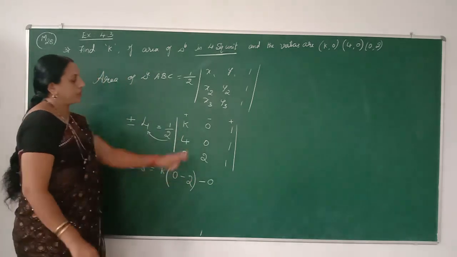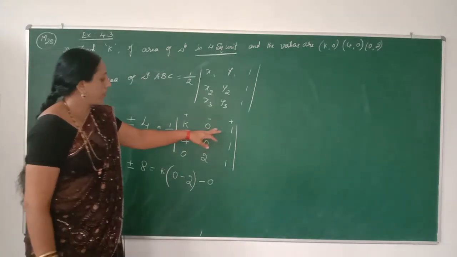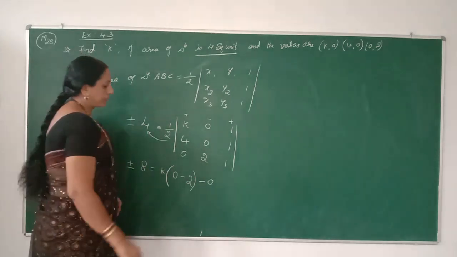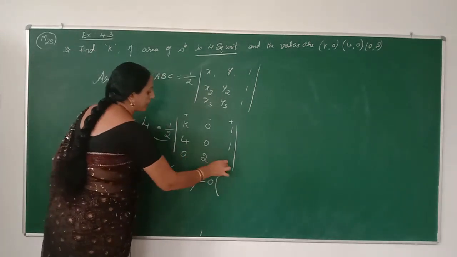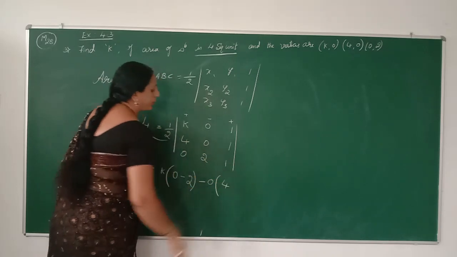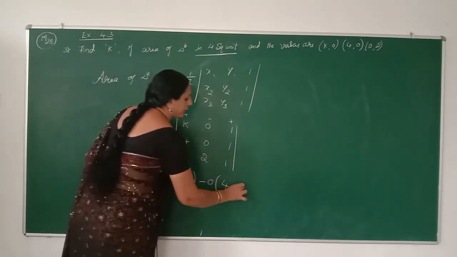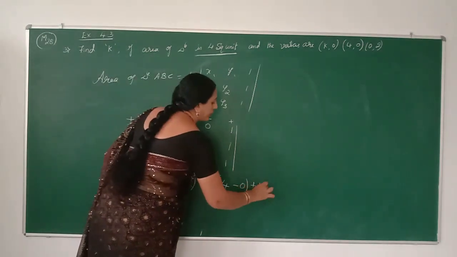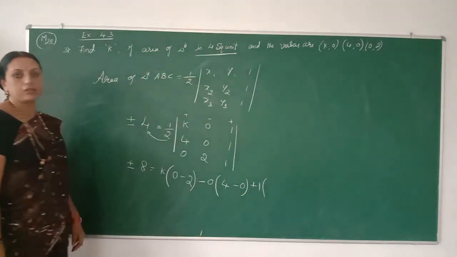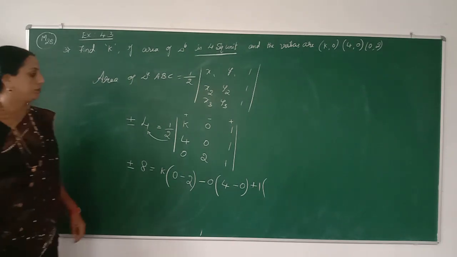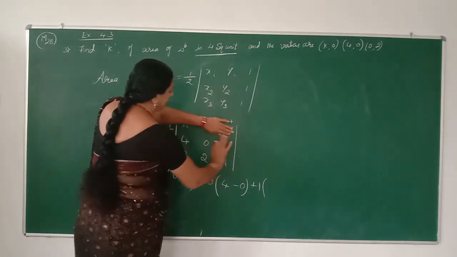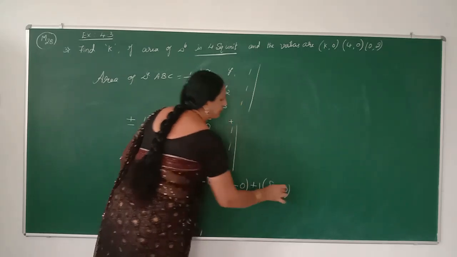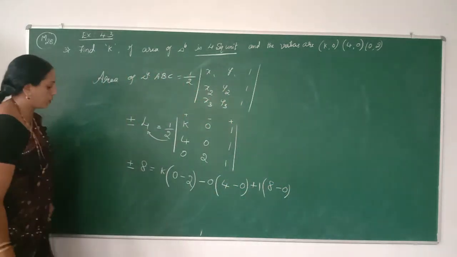Now the second element is 0, where 0 is the element of the first row, second column, and these also get neglected, and the remaining get cross multiplied. 4 into 1 is 4, minus 1 into 0 is 0, plus the last element is plus 1. 1 is the element of the first row, third column, and these get neglected, the remaining get cross multiplied. 4 into 2 is 8, minus 0 into 0 is 0.